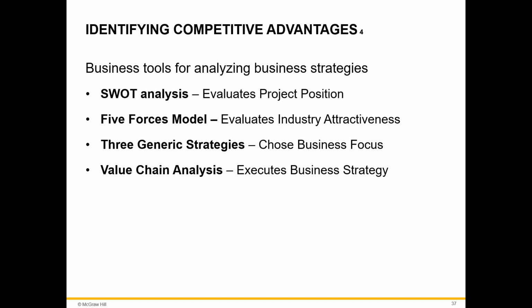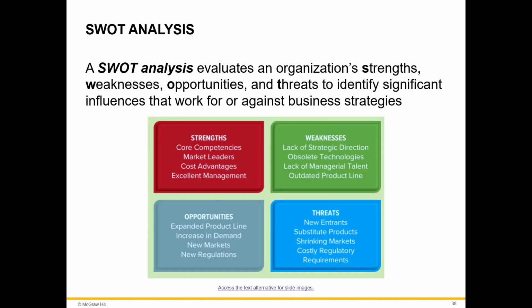There are 4 business tools for analyzing business strategies. SWOT analysis, which evaluates a project's position; the 5 forces model, which evaluates industry attractiveness; 3 generic strategies, which choose business focus; and value chain analysis, which executes business strategies. A SWOT analysis evaluates an organization's strengths, weaknesses, opportunities, and threats to identify significant influences that work for or against business strategies.